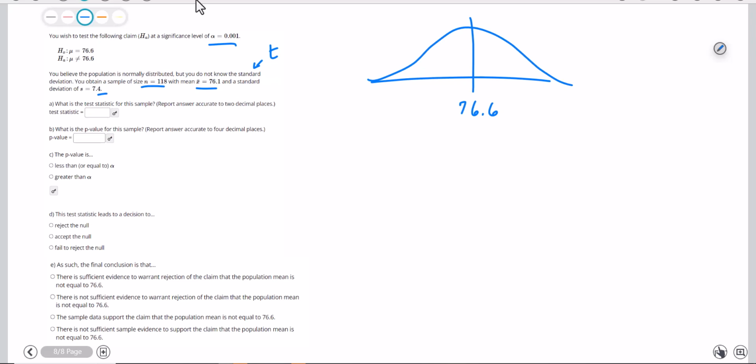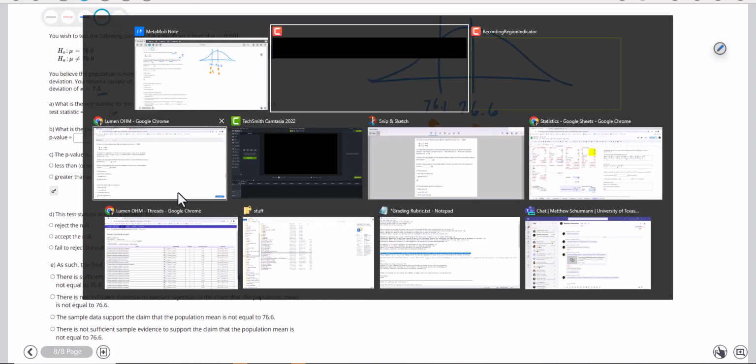So what we want to do is figure out this 76.1. We want to standardize our mean to 0. And then we want to know what that t-value is and what the probability, the p-value, that we would expect to get a value that far away from the mean.